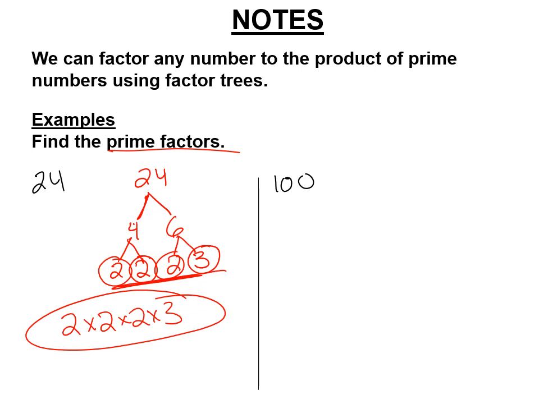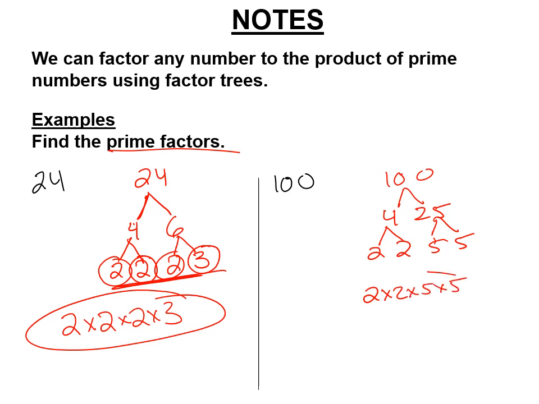All right, so here's 100. And again, you can pick any combination and you will get to the same answer. So let's see. Let's do 4 times 25, 4 quarters and $1. The 4 makes 2 times 2 again. The 25 makes 5 times 5. So the prime factors of 100 are 2 times 2 times 5 times 5. You multiply that together, you get 100.